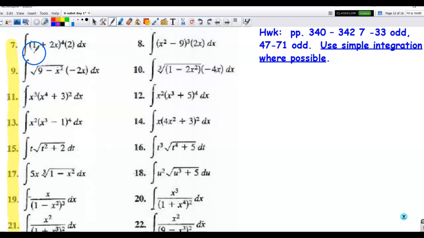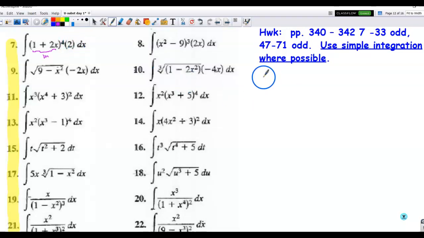So in problem number 7, when I look at this problem, I see an inside quantity of 1 plus 2x, and I see an outside quantity of 4, and I think, would it be efficient for me to raise 1 plus 2x to the 4th power? That would be a big no. So instead, this is going to be a perfect place to do U substitution. Now technically there's a 2 in parentheses, so you could say it's inside, but there's really no function operating on it other than the first power.